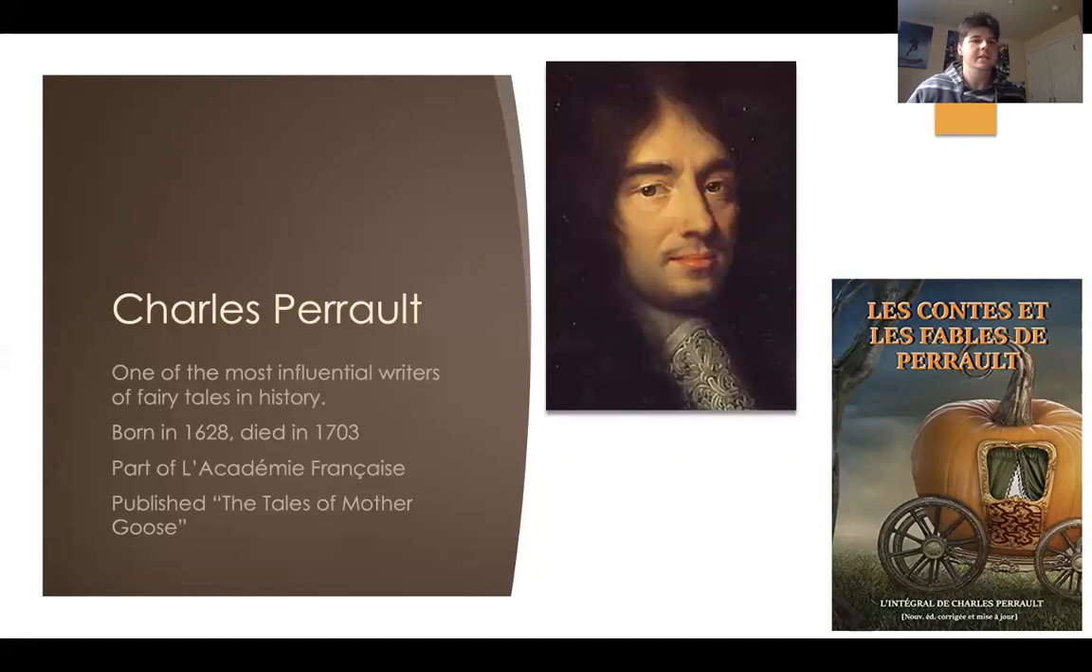Born in 1628, died in 1703. He was part of l'Académie Française. This academy was a well-known academy in France, and it was prestigious to go to this academy for a lot of people of all different parts of the world, not just Western Europe itself. He published a lot of his tales in different groupings or different sets, different collections.